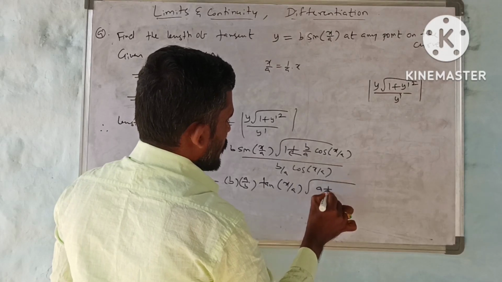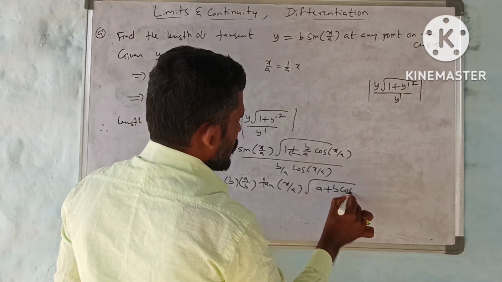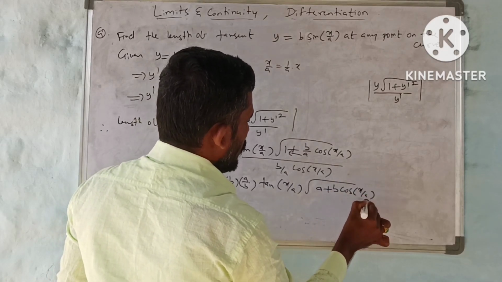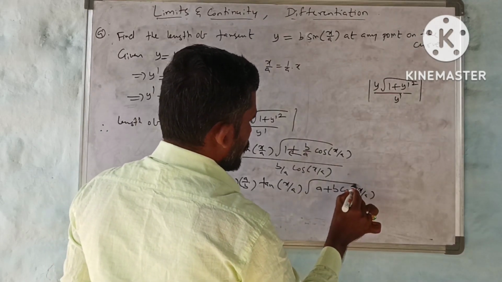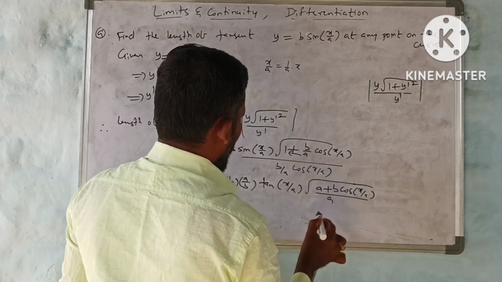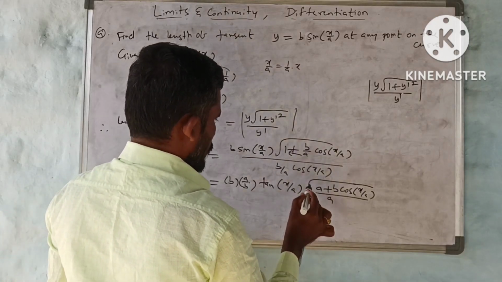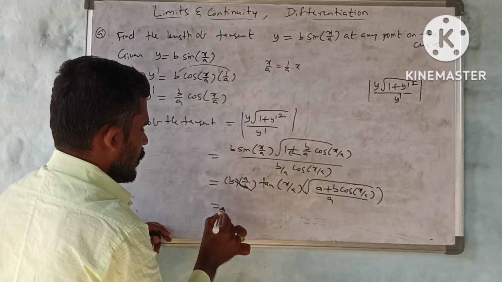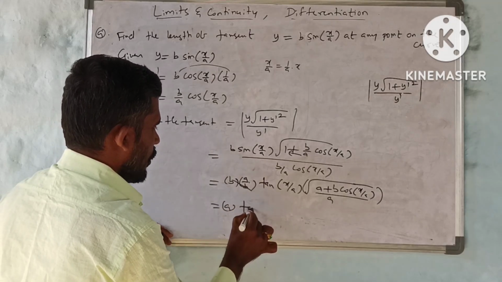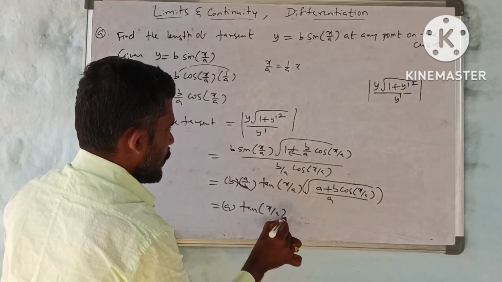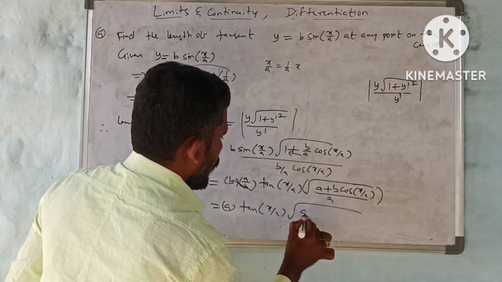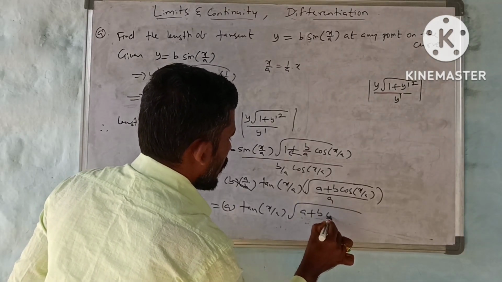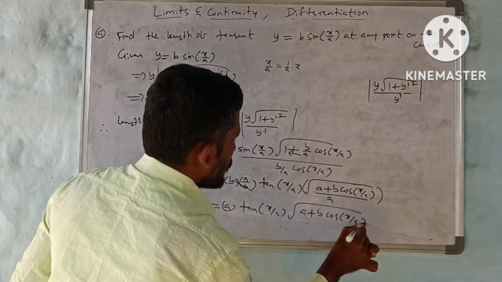So a plus b cos x by a by a. Okay? So when b and b cancel, the remaining is a tan x by a with a plus b cos x by a.